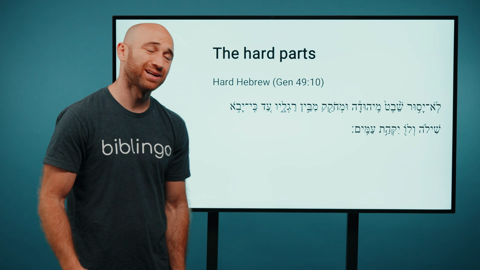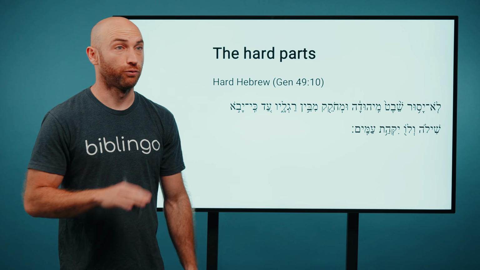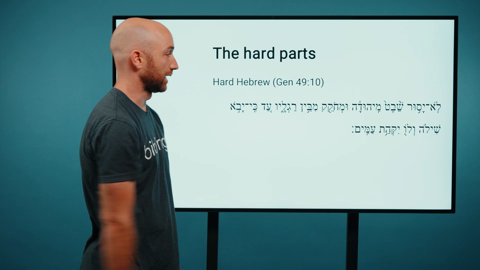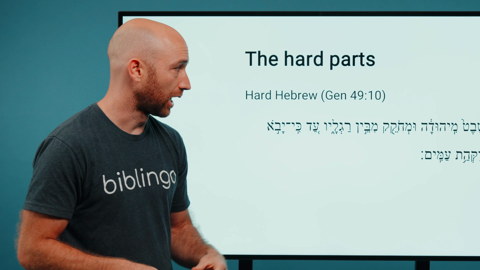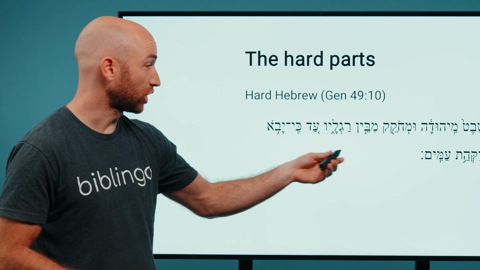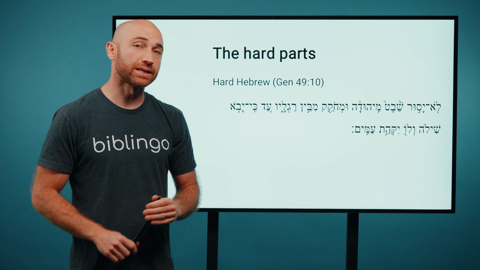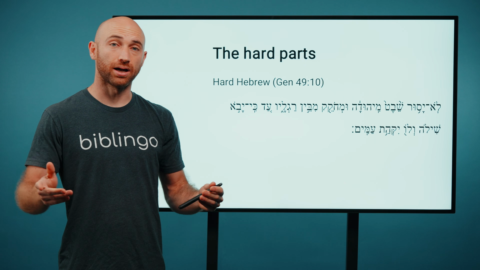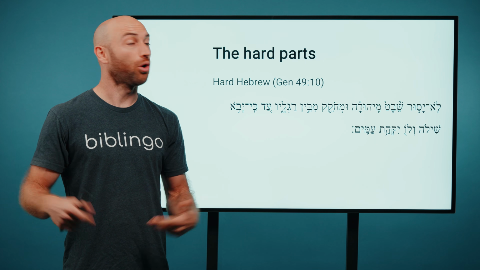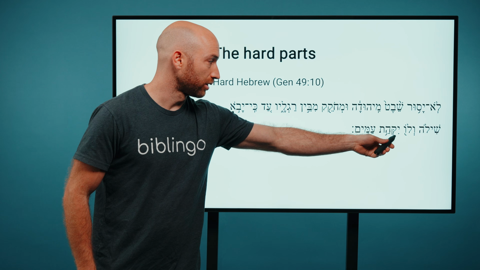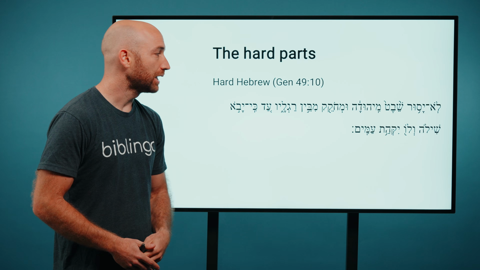Now, there are hard parts of Hebrew. Honestly, the hard parts of Hebrew, I will say, are harder than the hard parts of Greek, for sure. This is Genesis 49:10. This is an ancient poem, a very famous verse, talking about Shiloh. And there are words in here that are only found one time in the Hebrew Bible. It's very hard to know what those words mean because they're only found one time. Like this word, for example, yikhat. We don't really know what that means, okay?